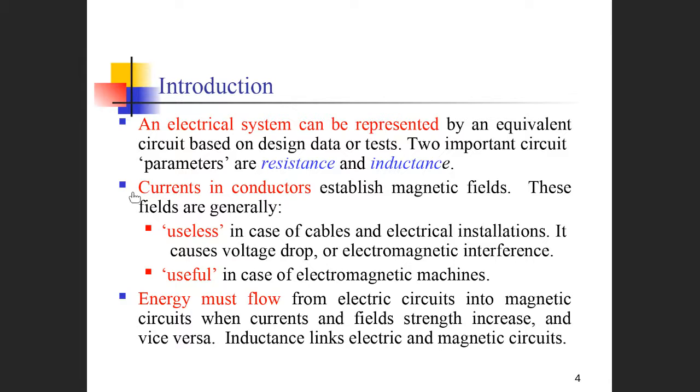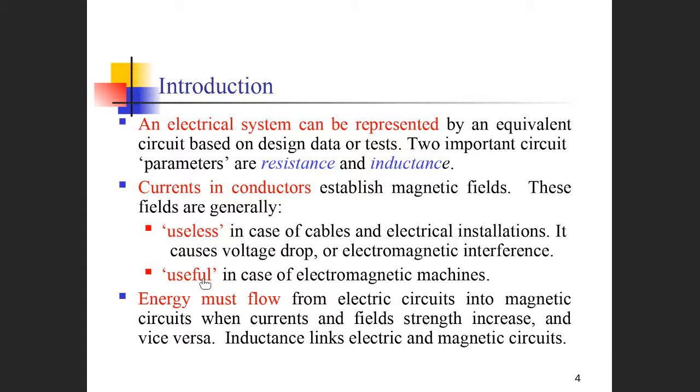So the currents in conductors establish magnetic fields. These fields are either useless or useful. Useless in the case of cables and electric installations, where they cause voltage drops or electromagnetic interference, as I just explained. Useless because the magnetic field interacts with the current, so it blocks the current change. Blocking the current produces voltage drops.